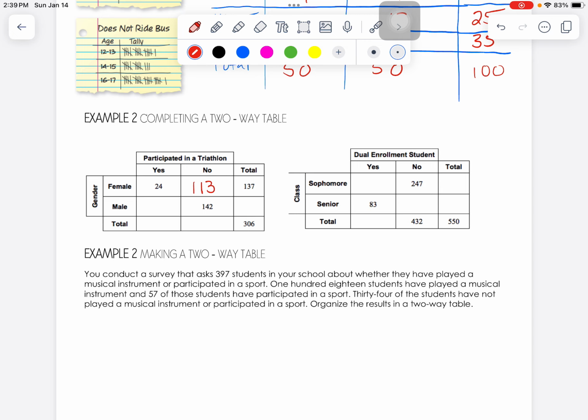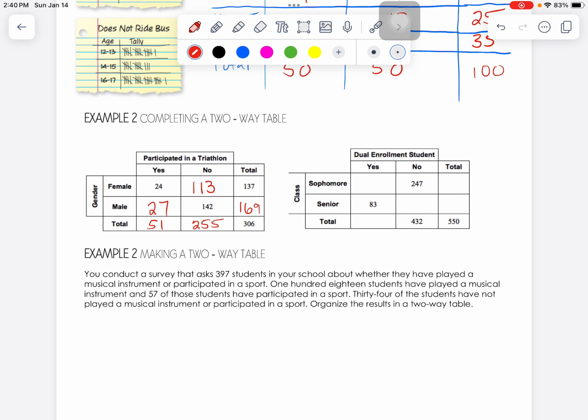To find the total number of males, I can do the total number of people, so 306 minus 137, to find out there were 169 males. Then to find the number of males who participated in the triathlon, I could do 169 minus 142 to get 27. And then I could add those up to get my other totals. So 24 and 27 gives me 51. And then 113 plus 142 gives me 255.